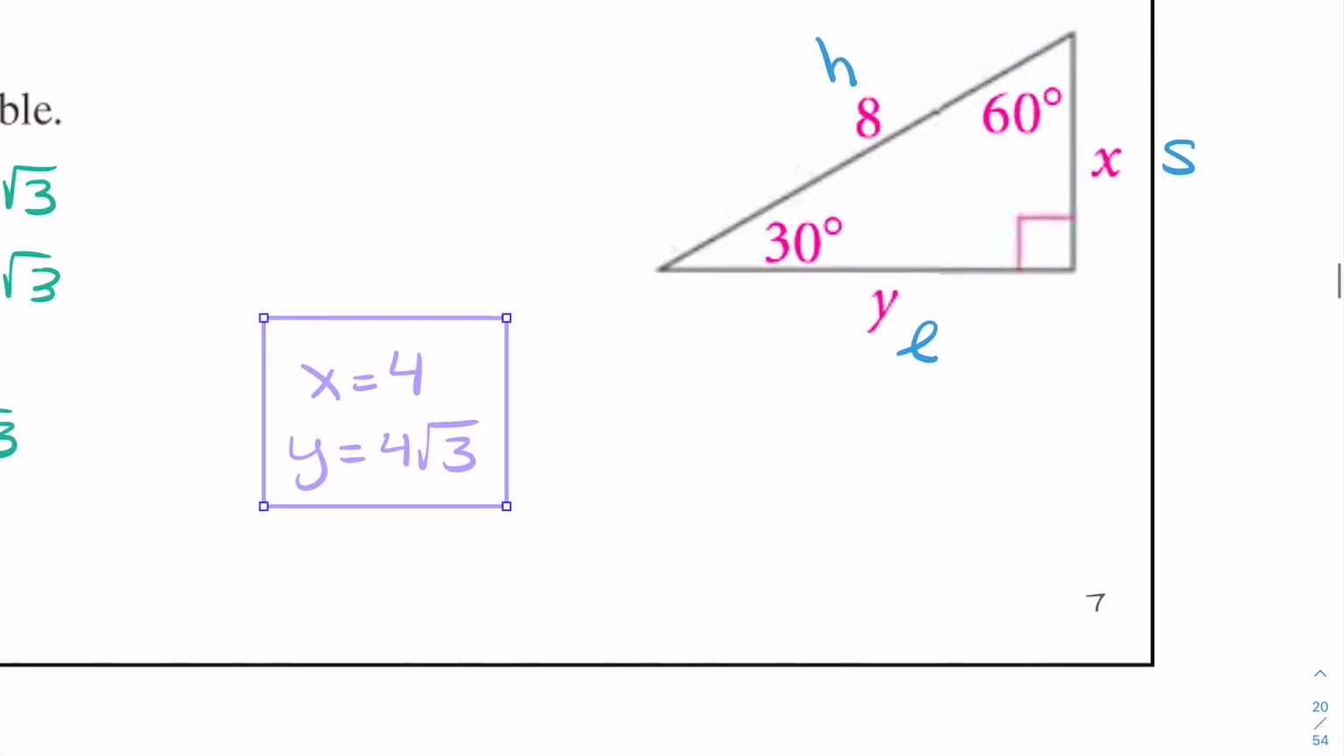Let's see if our numbers make sense. 4, 4 square roots of 3, 8. So 4 times the square root of 3 is 4 square roots of 3. 4 times 2 is 8. So these all make sense.